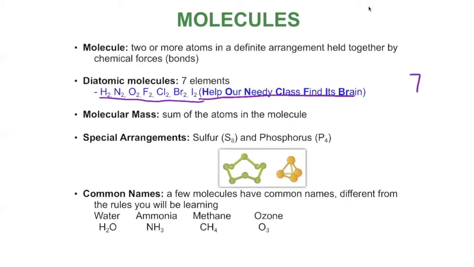There are 2 atoms that bind together in a different way other than the diatomics, and that is sulfur, which gets together with 8 atoms, and phosphorus, which gets together as 4. There are a couple examples of molecules that have a common name that we will need to know. Water is H2O, ammonia is NH3, methane is CH4, and ozone is O3. Those are the only common names you'll have to know. Everything else in this course will be systematic.